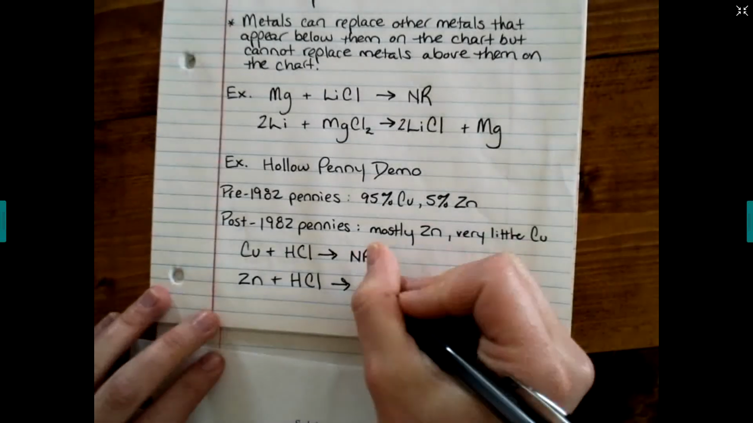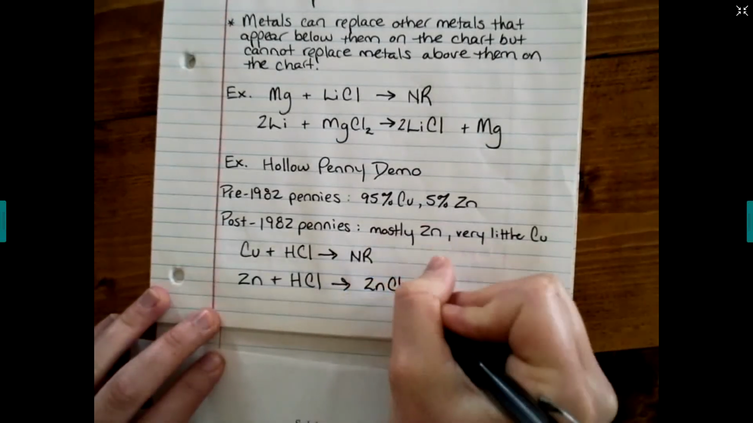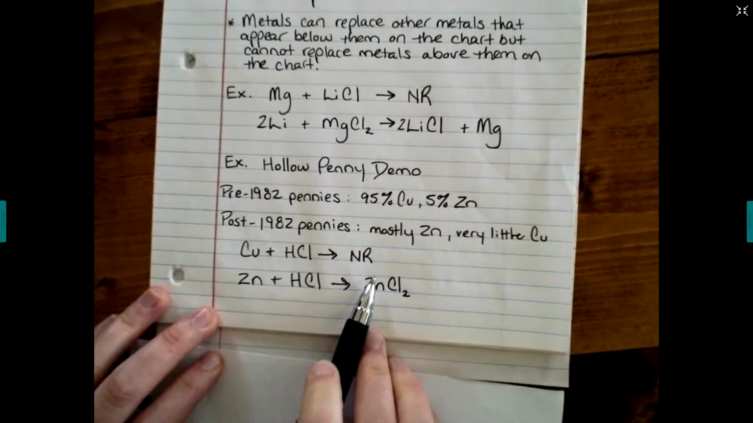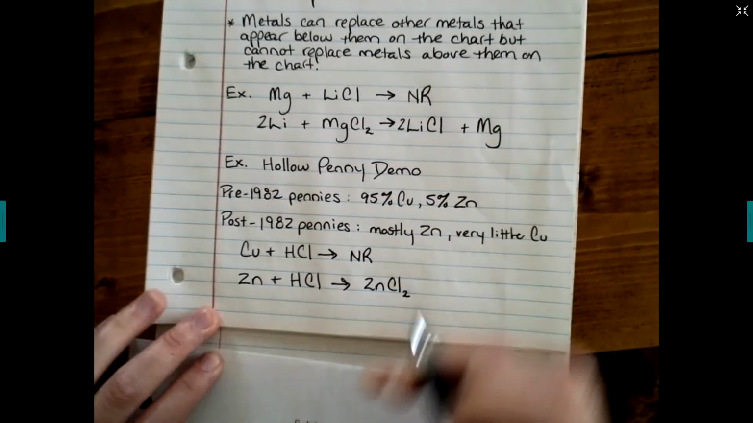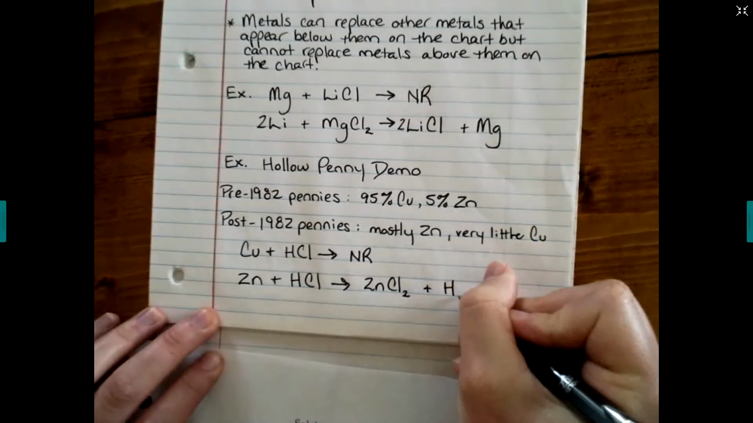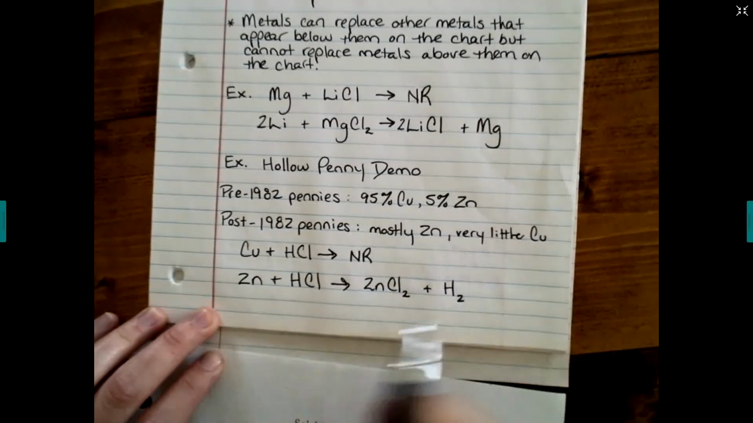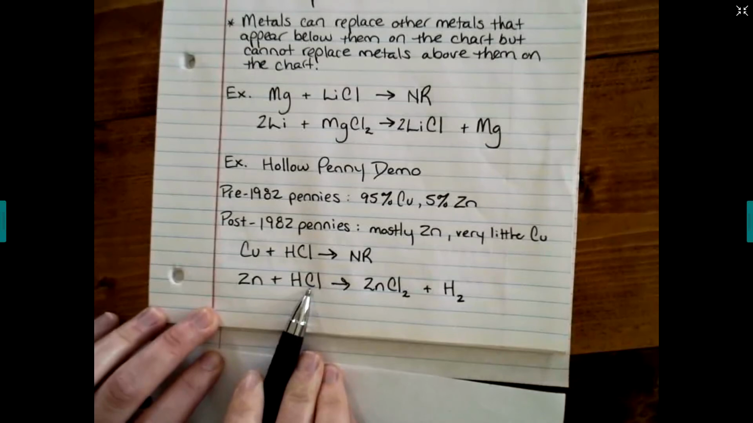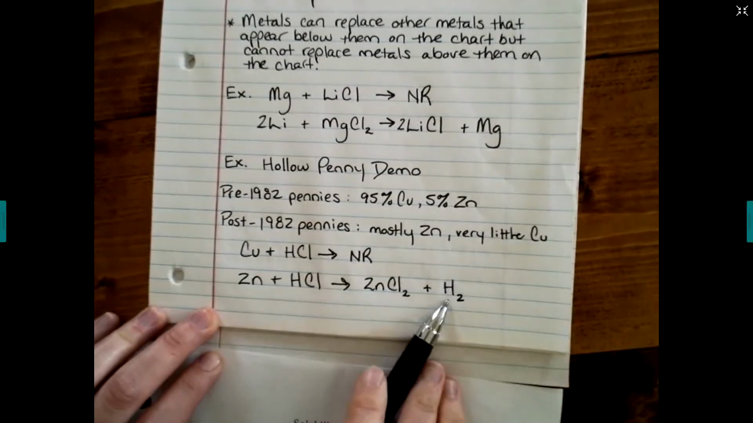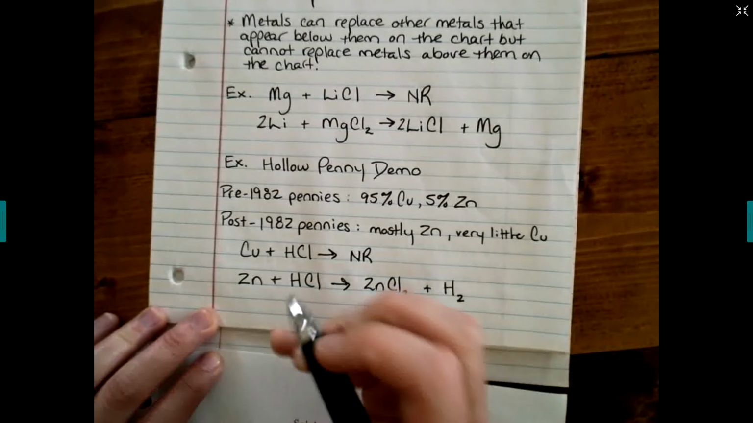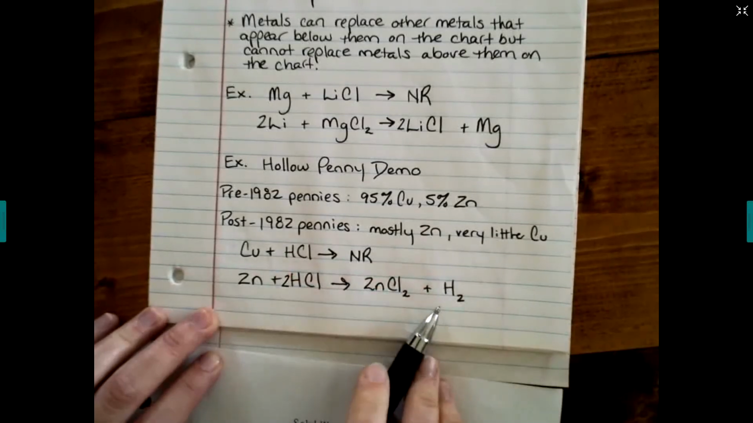So that means zinc is now with chlorine. Remember, zinc has a +2 charge, so that's why I crossed the 2. And hydrogen, remember, hydrogen is a diatomic molecule. If it is not paired up with a different element, it's going to exist in pairs, and this would be hydrogen gas. And then, of course, we would need to balance the equation.